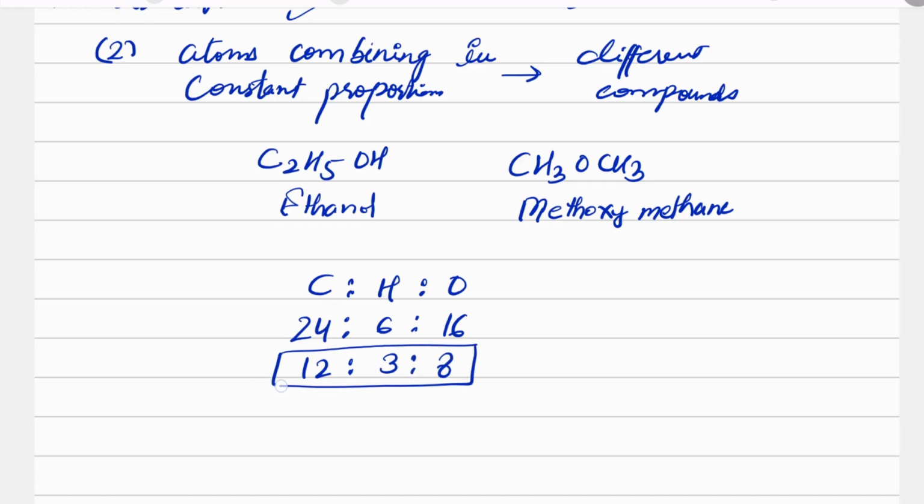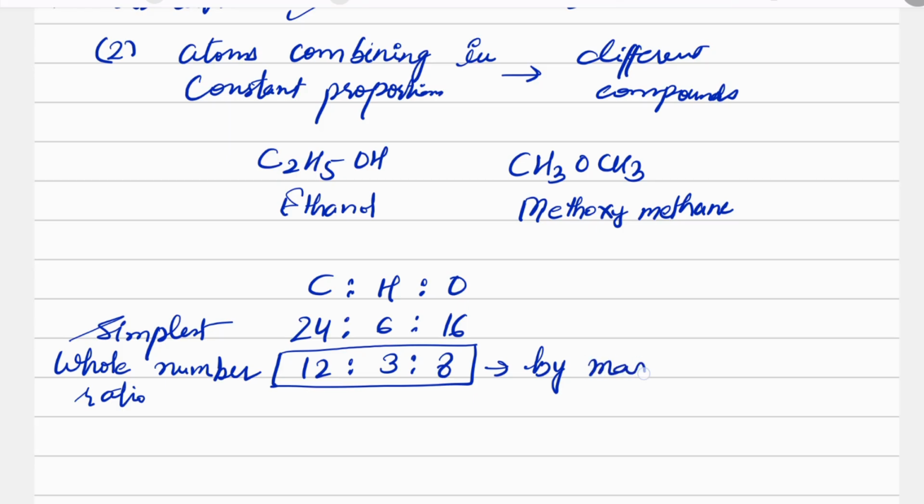So this is the whole number ratio which is simplest. This is how they are present in both of them. Remember, they are present in both of them. This is the same ratio for ethanol also, same ratio for methoxymethane also. But once again, this is a limitation because it is giving 2 different compounds.